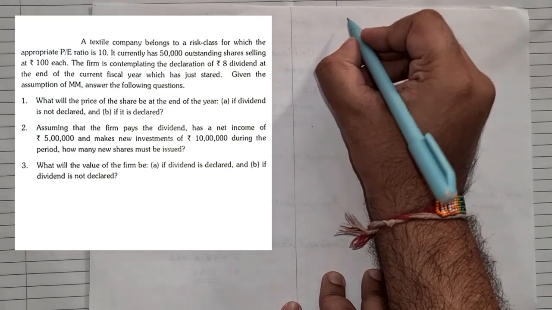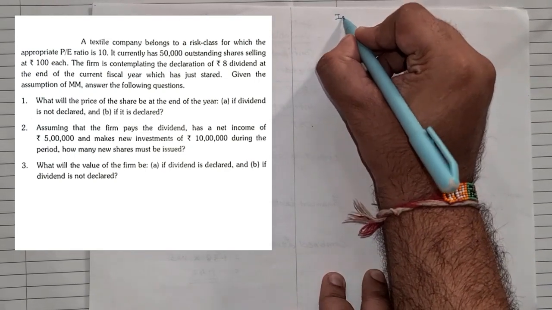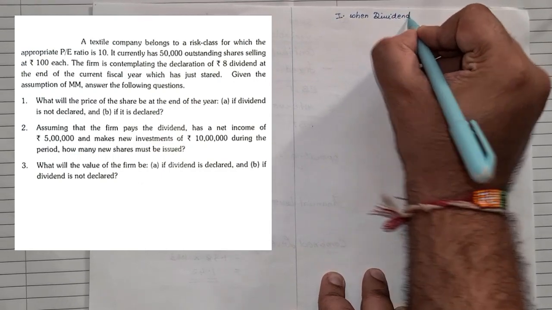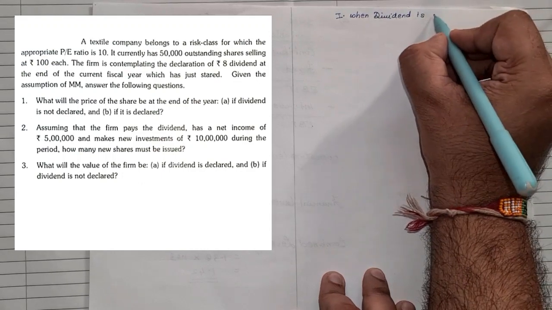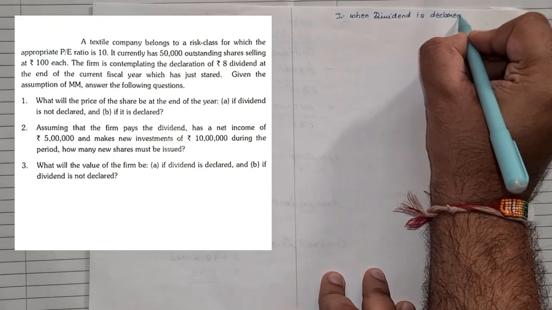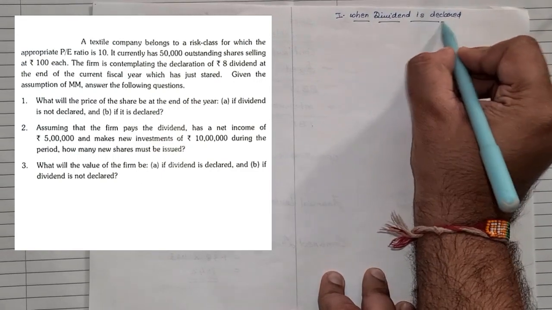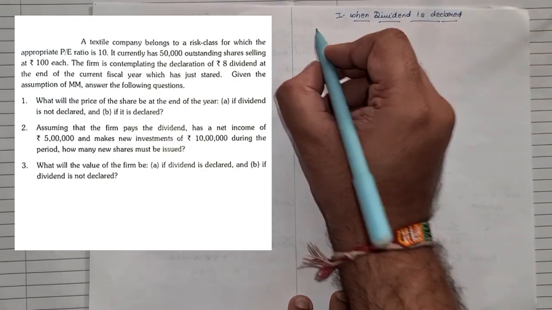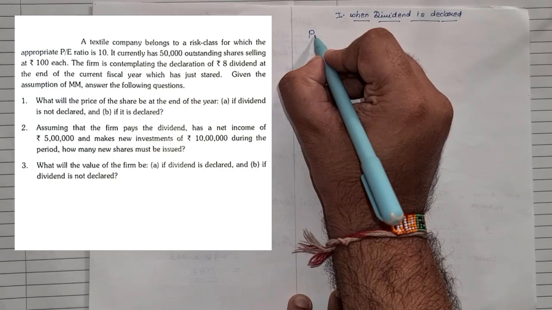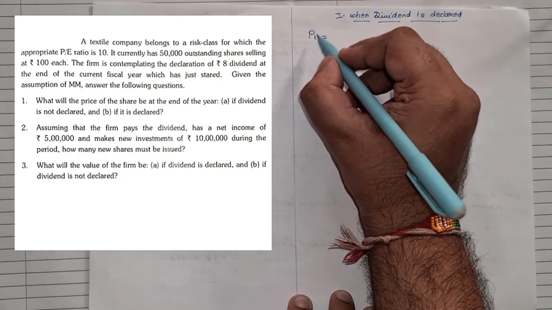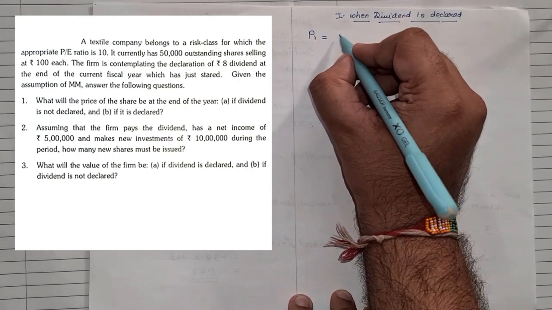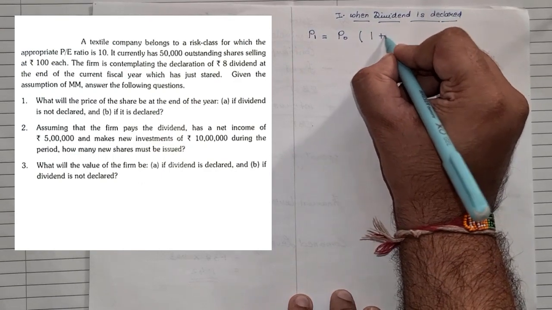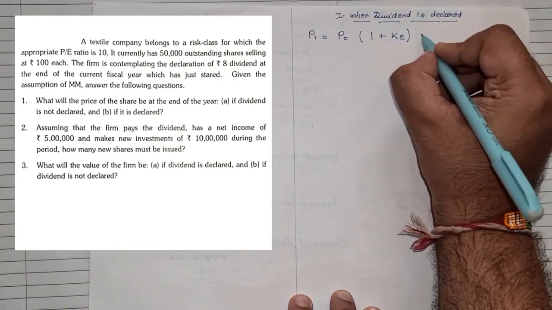What we'll write here is number one. We are going to do the very first part, when dividend is declared. So I'll write here, when dividend is declared. Now when dividend is declared, they first told us to find the price under the Modigliani-Miller method. The formula for the price at the end of the period is P1 equals P0, where P0 stands for the current price, into (1 plus KE) minus D.